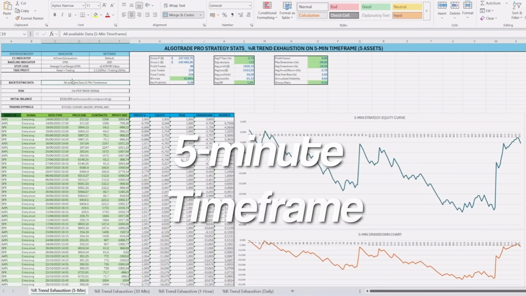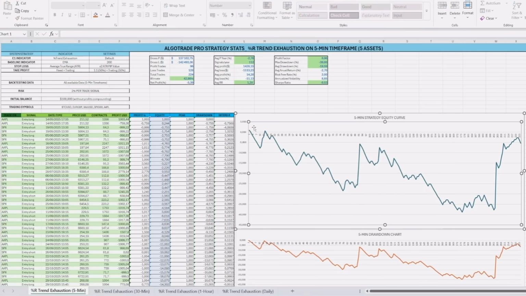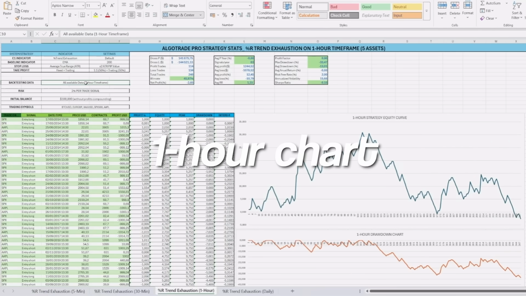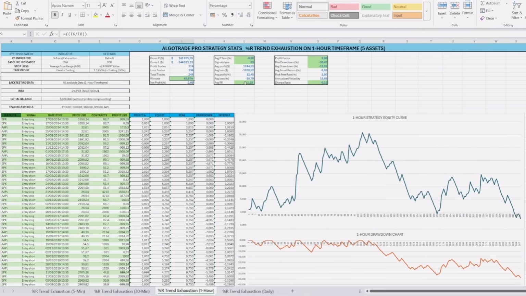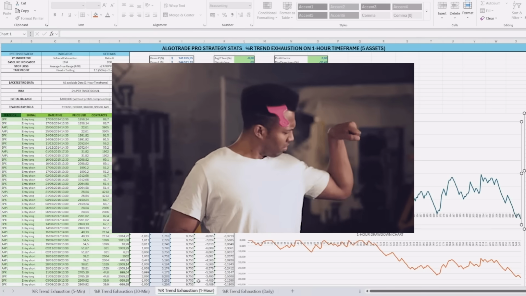Starting with a 5-minute time frame, the strategy actually performed badly overall. The equity curve was unstable, drawdown was high, and despite some good trades, the system simply didn't have enough consistency. On the 1-hour chart, results improved slightly, but overall, the strategy still wasn't remarkably strong.